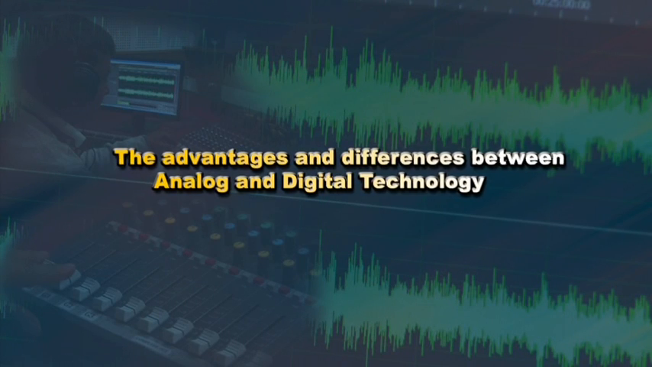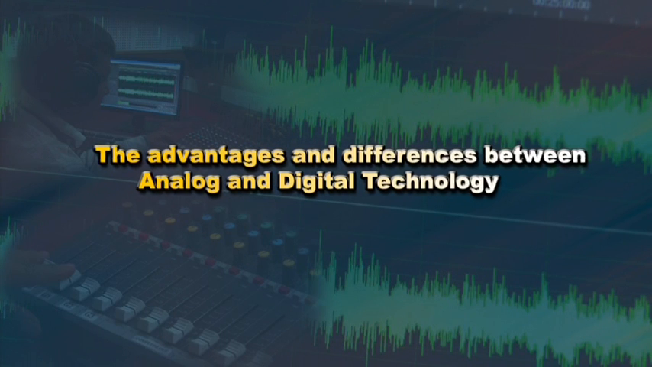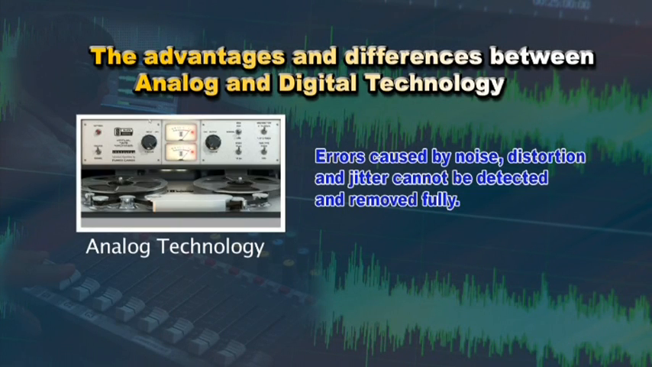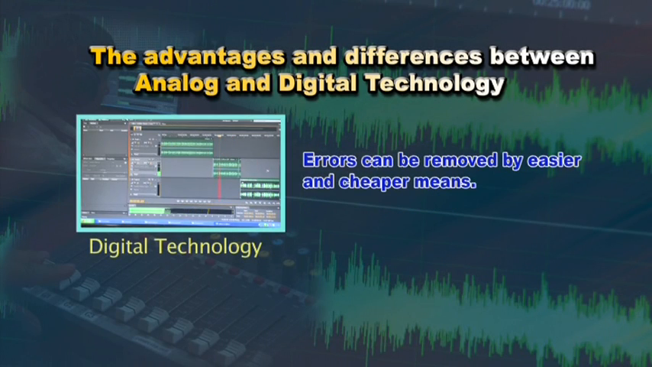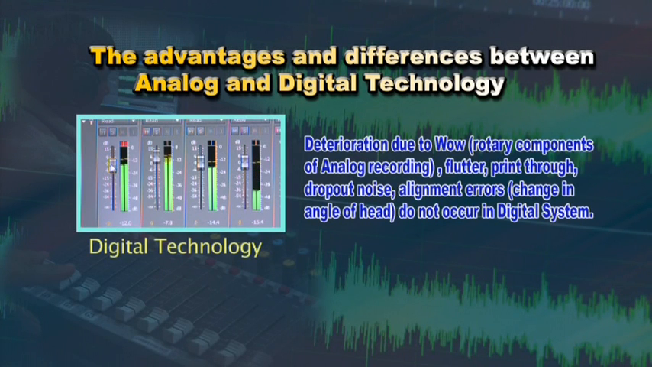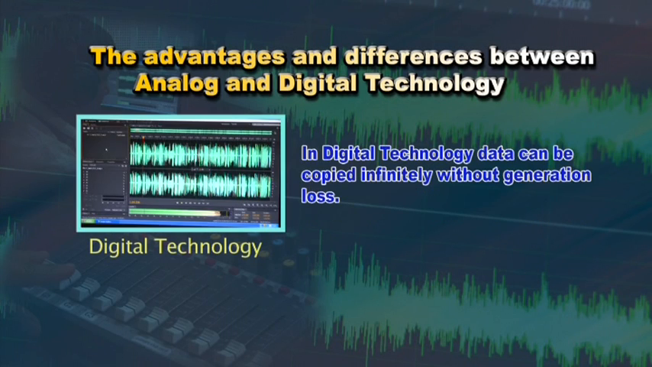Now let's move on to the advantages of digital technology over analog technology. In an analog system, the errors caused by noise, distortion and jitter cannot be detected and removed fully. In a digital system, these errors can be removed by easier and cheaper means. Deterioration due to wow, flutter, print through, dropout noise, alignment errors, that is change in angle of head, do not occur in digital systems. In digital technology, data can be copied infinitely without generation loss.